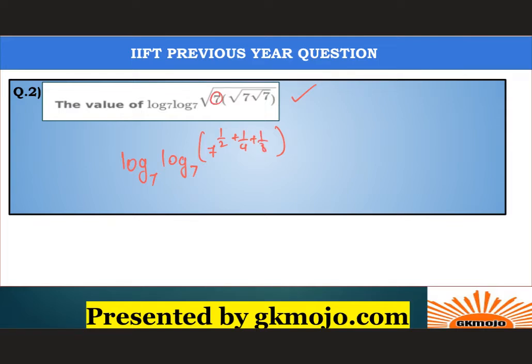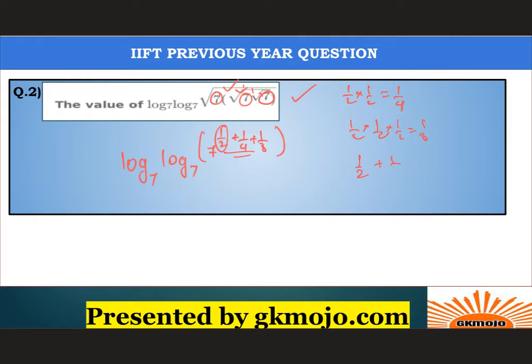Outside, the 7 has just one square root above it, so 7 to the power 1 by 2. This 7 has this square root sign as well as this one, so 1 by 2 into 1 by 2 becomes 1 by 4. Similarly, this 7 has 3 square root signs, 1, 2, 3, so 1 by 2 into 1 by 2 into 1 by 2, which is 1 by 8. By the law of indices, we know that they should be added. So you get this, and finally we'll just solve this first.